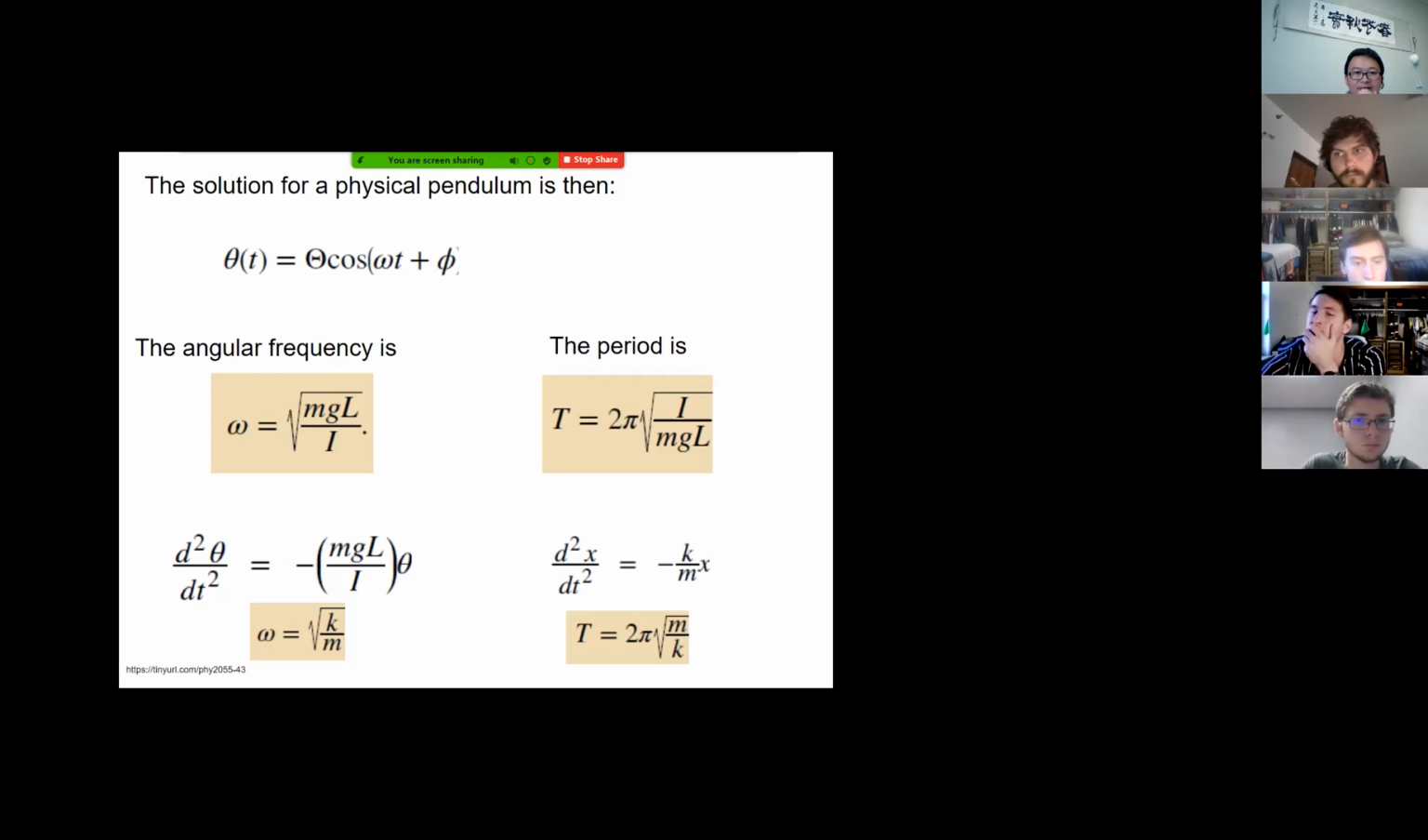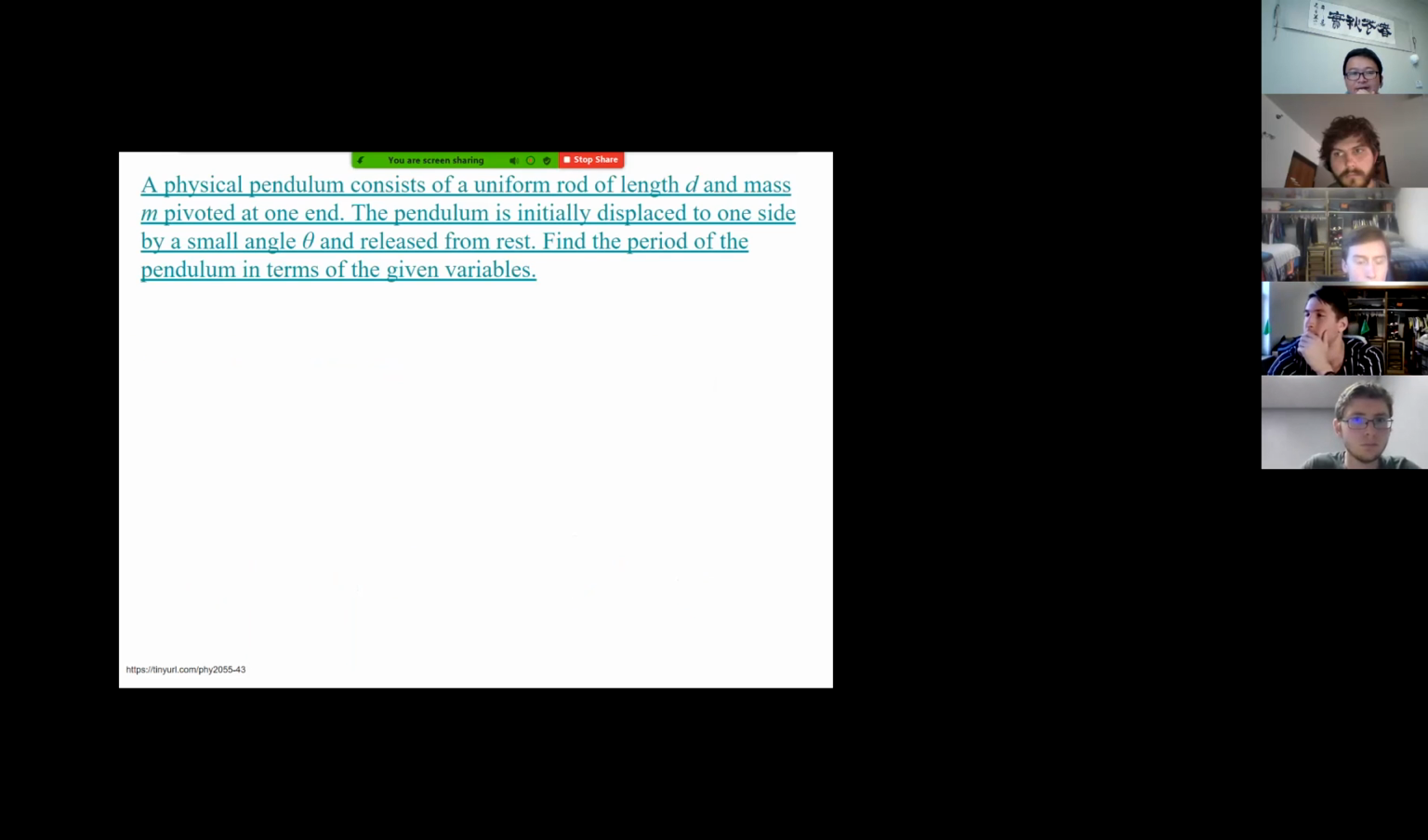All right, with that, we can take a look at this example here. It says a physical pendulum consists of a uniform rod of length D and mass M, pivoted at one end. The pendulum is initially displaced to one side by a small angle theta and released from rest. Find the period of the pendulum in terms of the given variables.